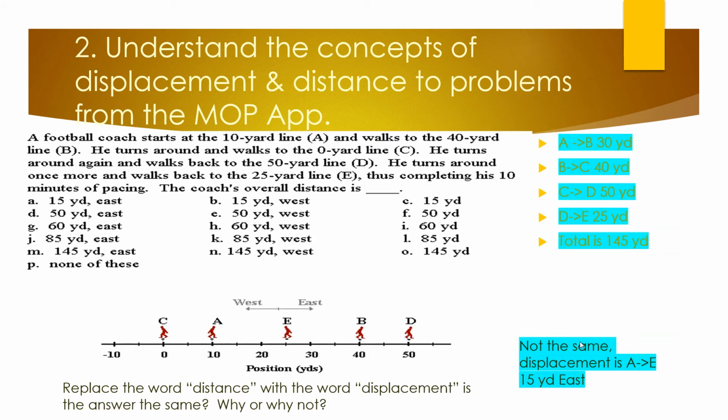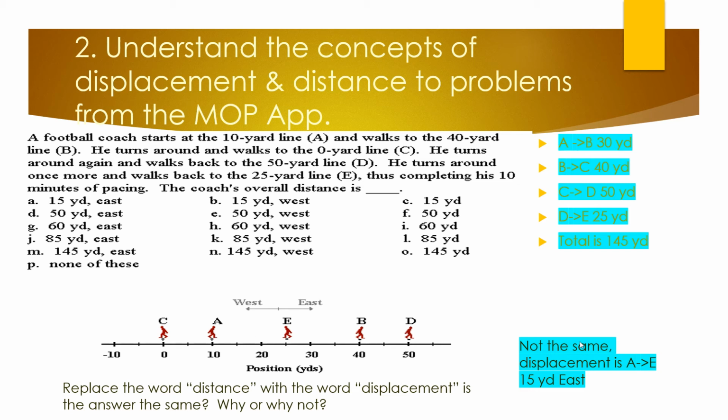Number 2, understand the concepts of displacement and distance to problems from the MOP app. So we've got the football coach, and he's walking back and forth across the sideline. So if we're looking for his overall distance, we have to sum up all of the segments that he walked. So from A to B, he went from the 10 to the 40-yard line, so that's 30 yards total. From B to C, he went from the 40 to the 0, so that's 40 yards total.